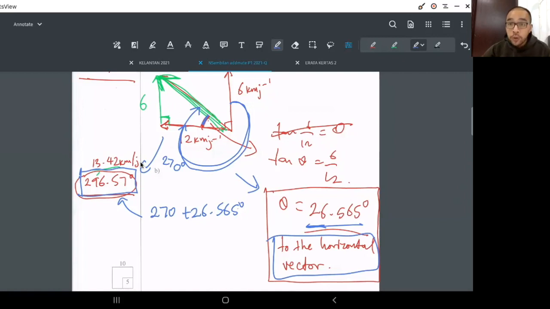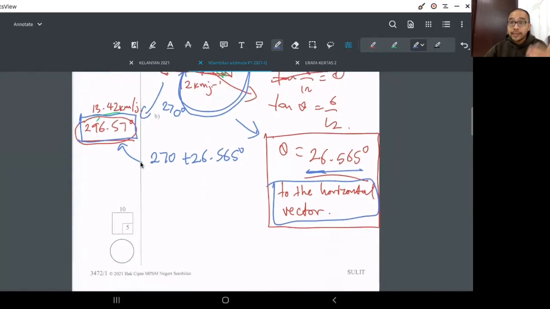And I hope you know that if you're going to use bearing and the answer is less than 100 degrees, make sure you add a zero in front. For example, 084.56. Don't forget this zero when you're answering bearing. I hope you remember that. Taken from, I don't remember which chapter, bearing already.